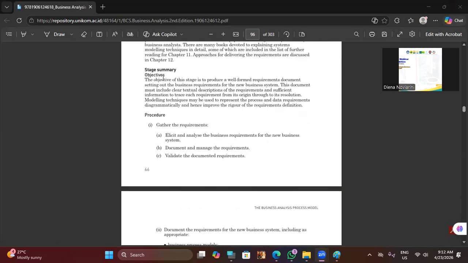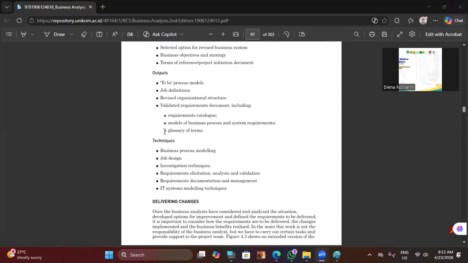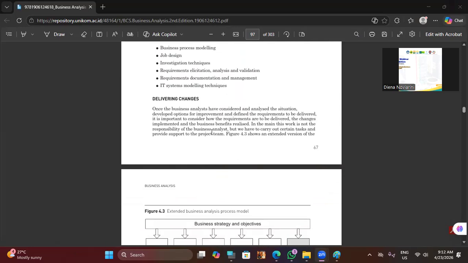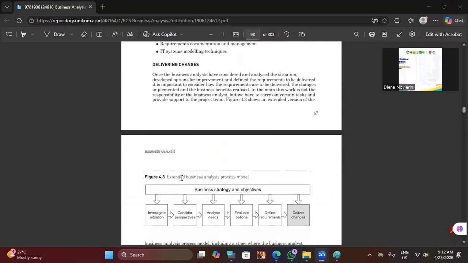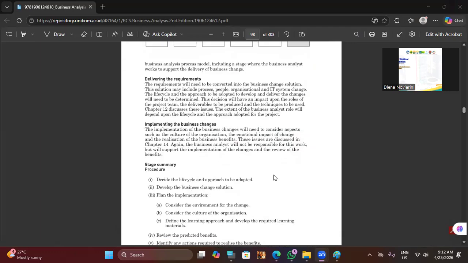We have to go through the objectives, procedure, inputs, outputs, and techniques also in delivering changes. Figure 4.3 is the extended business analysis process model. You can see here in figure 4.3 the final output is delivering changes.